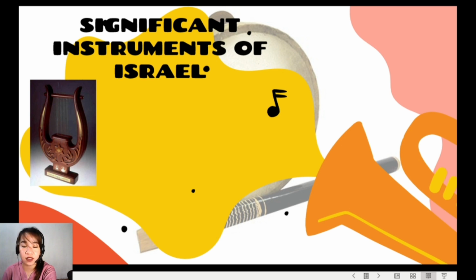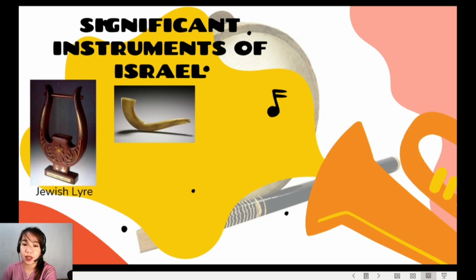Do you know this one? This one is a lyre, specifically the Jewish lyre. Then we have this one, the shofar. Again, this is played whenever there is a call to prayer or repentance, to say sorry, to ask for forgiveness. The shofar has a lot of designs and sizes also.